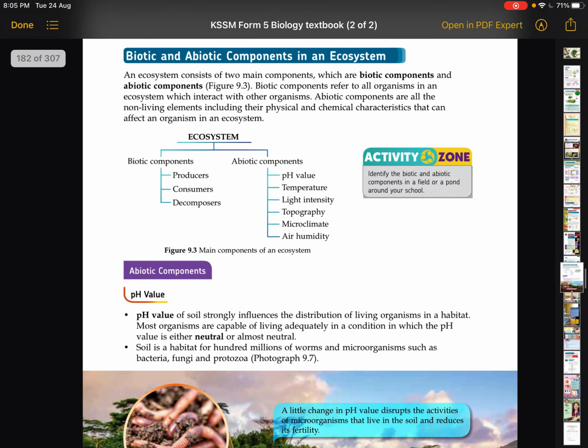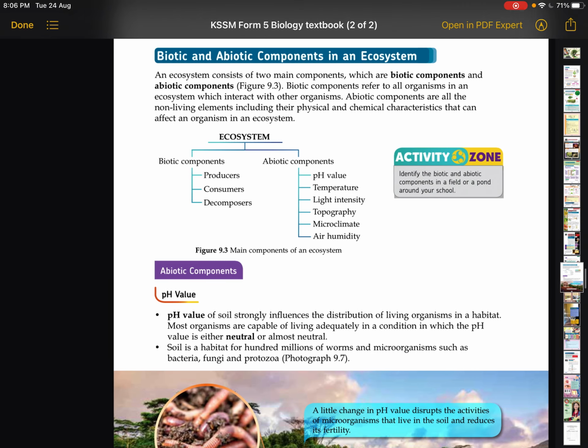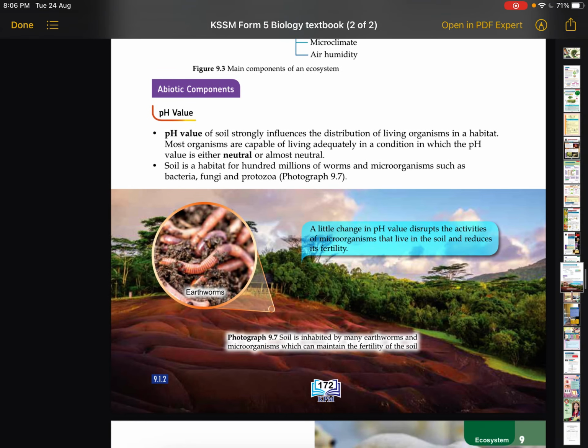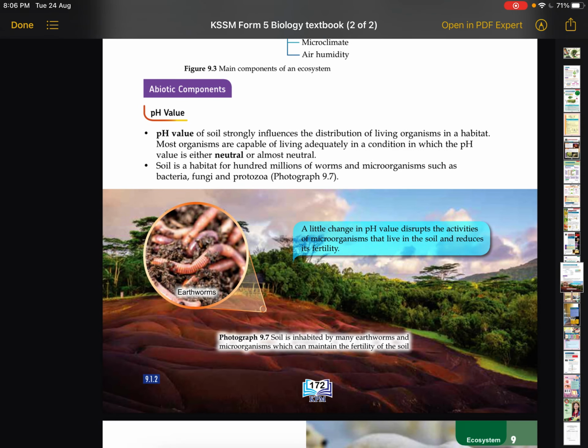So what are biotic and abiotic components? Biotic components are more towards living things. So there are producers, consumers, and decomposers. While abiotic components are more towards the earth itself. I mean, there are other values mentioned in the UEC book for the SPM one. The first one is pH value.